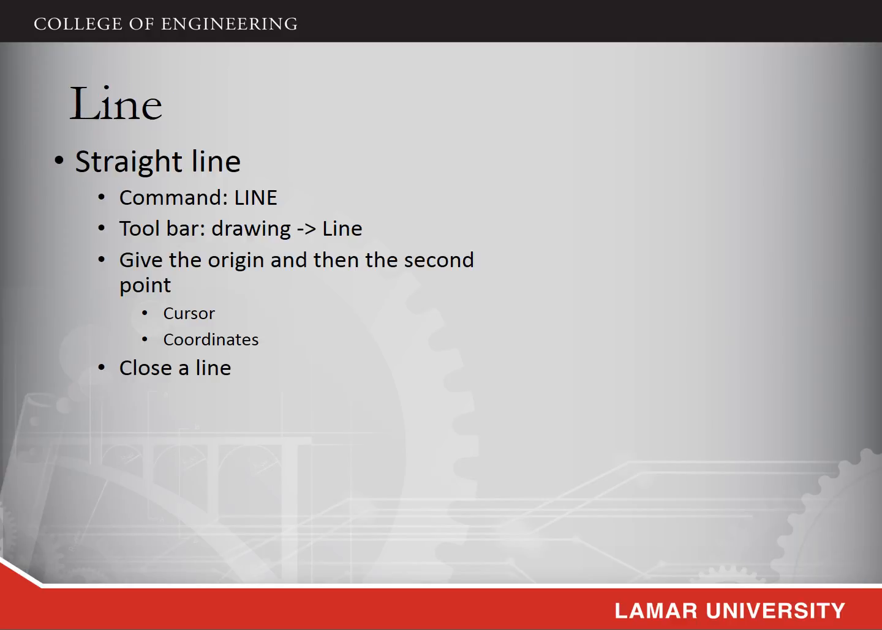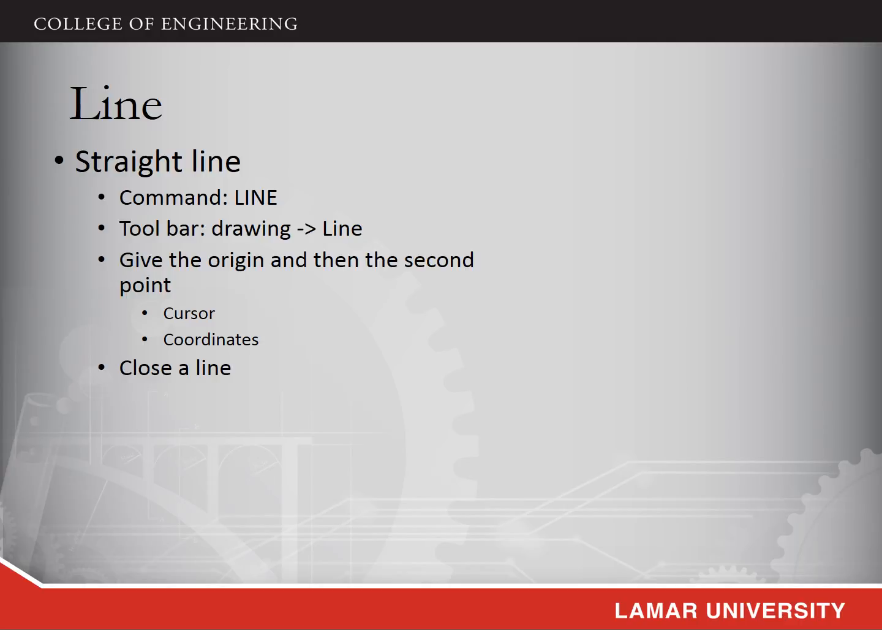The next thing we will learn is the line in AutoCAD. Actually, line would be the most common component in AutoCAD design. The command for the straight line is just line. You can type line in the command window to generate a new line, or you can go to the toolbar, select drawing, and find a line icon to generate a new line.